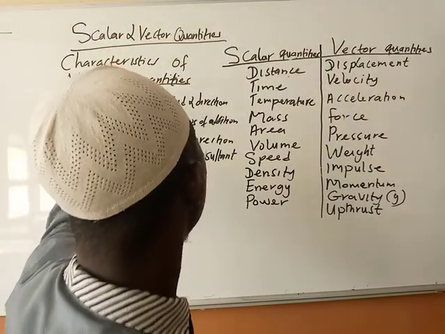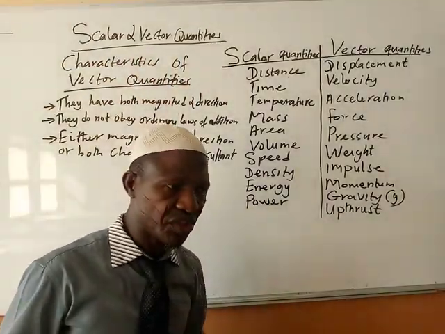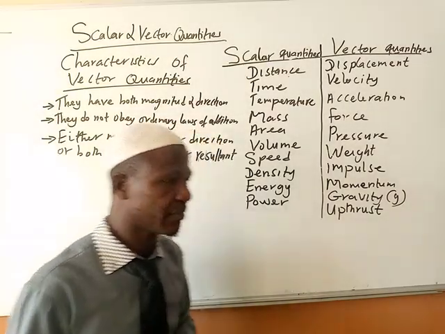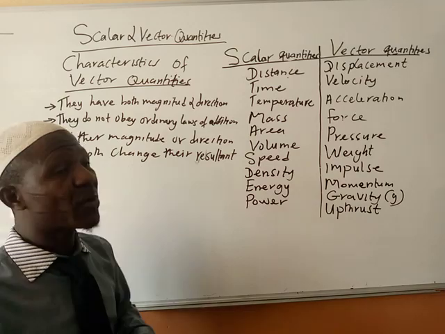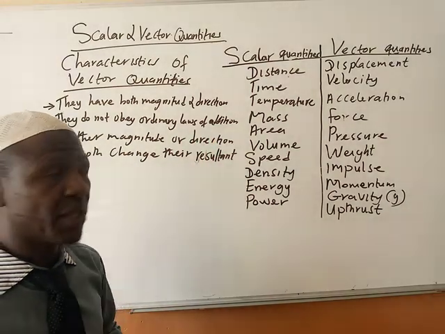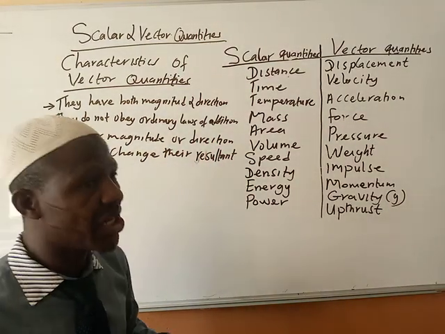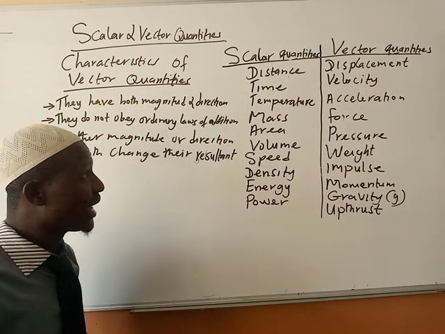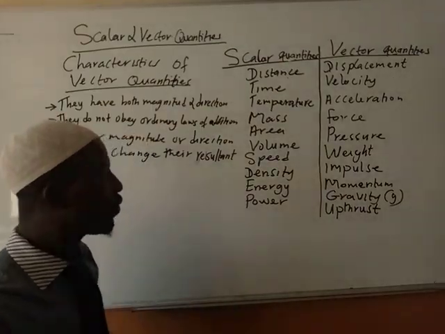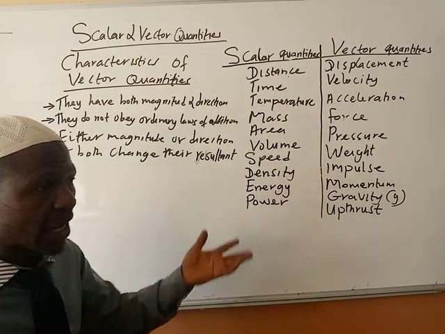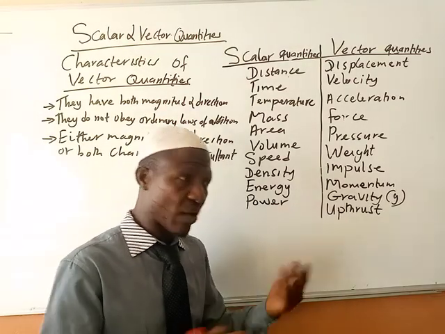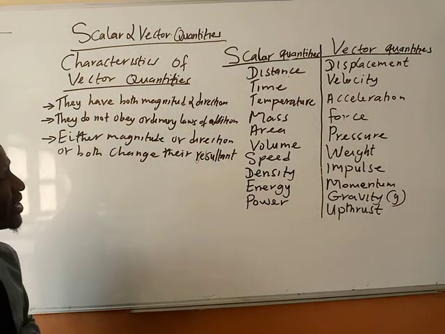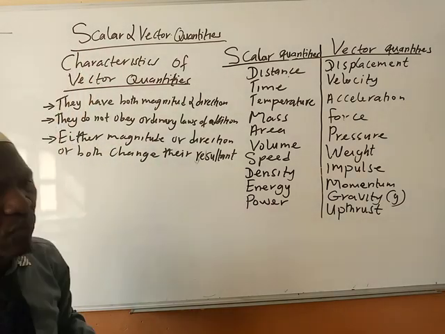Now, our topic for today is scalar and vector quantity. Don't forget in our first topic in first term, that is SS1 first term, we classified quantities into fundamental and derived quantity. We have some quantities that serve as basic for others, while some are derived from combinations of two or more other quantities. Now, we still want to reclassify these quantities into vector and scalar quantity.